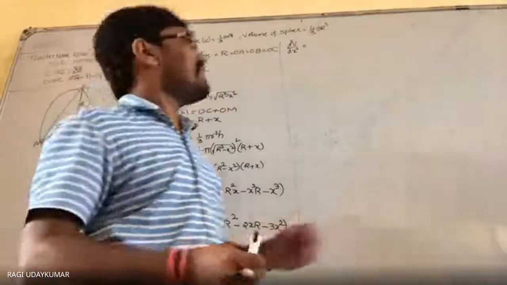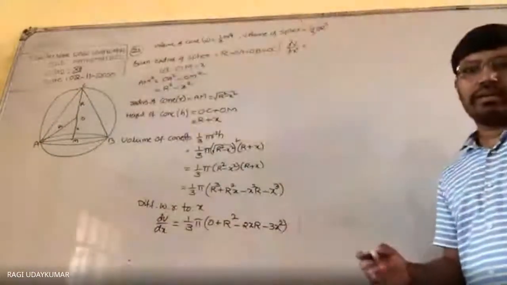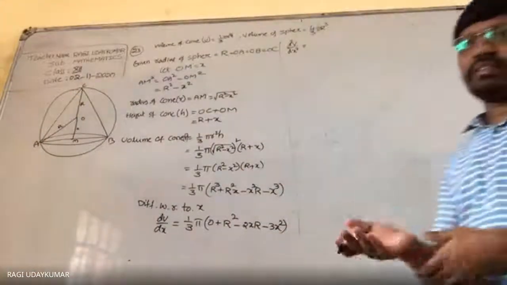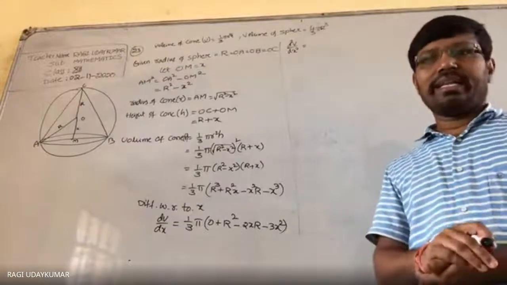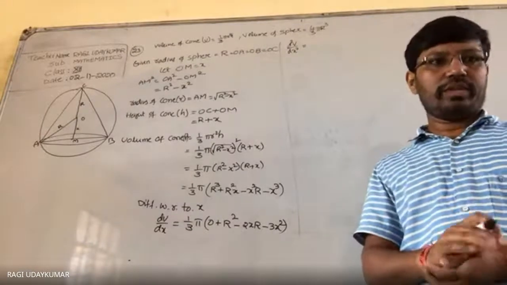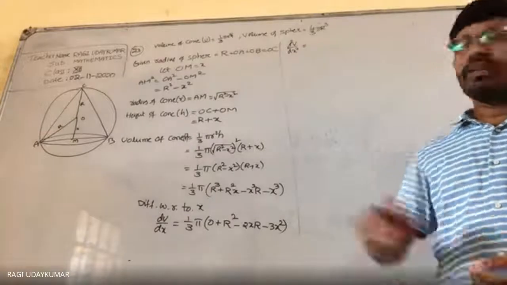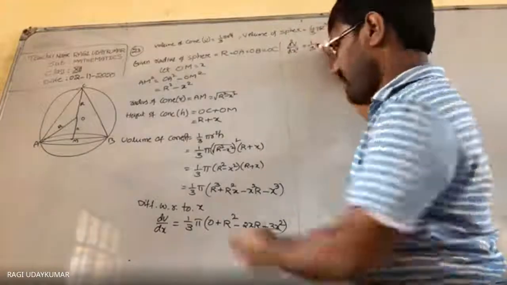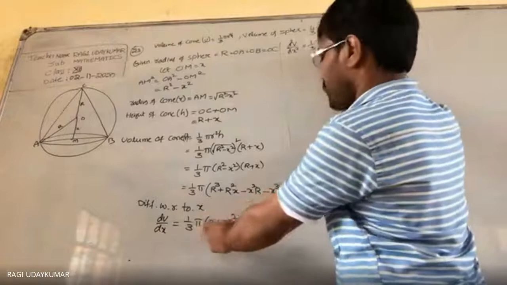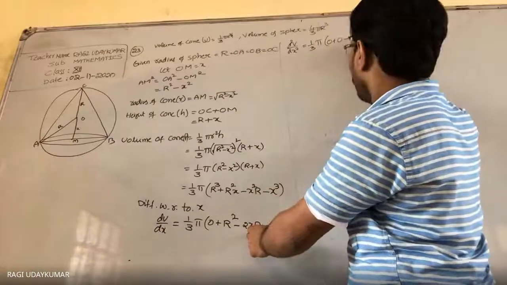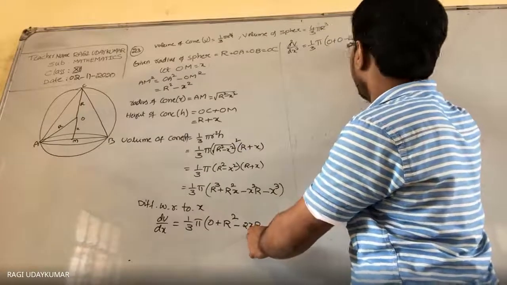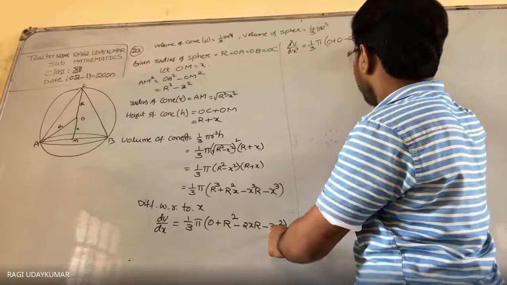Okay, so let us see here d square v by dx square. You continue listening. Afterwards, I will share the video to you, and I think the video will be recorded in a clear way. So d square v by dx square is 1 by 3 pi times 0 plus 0 minus 2r minus 6x.